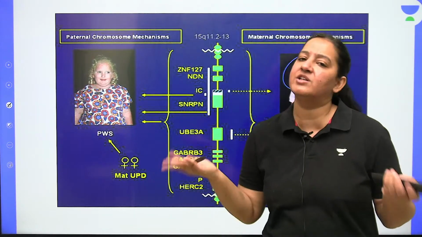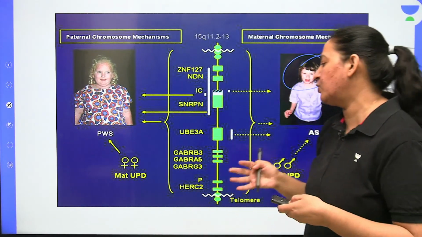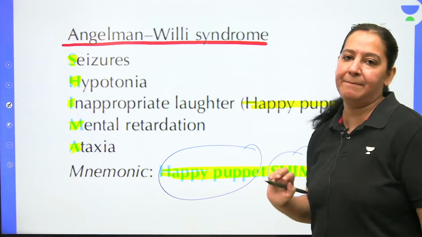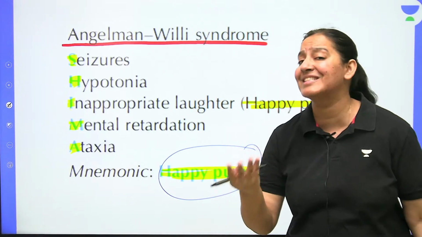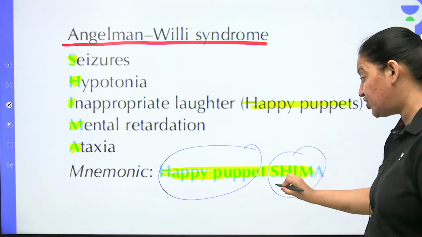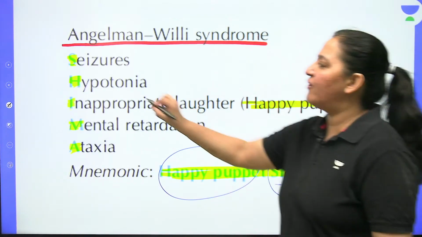Without any reason, they just smile. They just laugh. So that's why these are known as happy puppets. Happy puppet is just to learn. These are always happy. They always have excessive laughter. So the mnemonic is SHIMA. Happy puppet, SHIMA. S is for seizures.